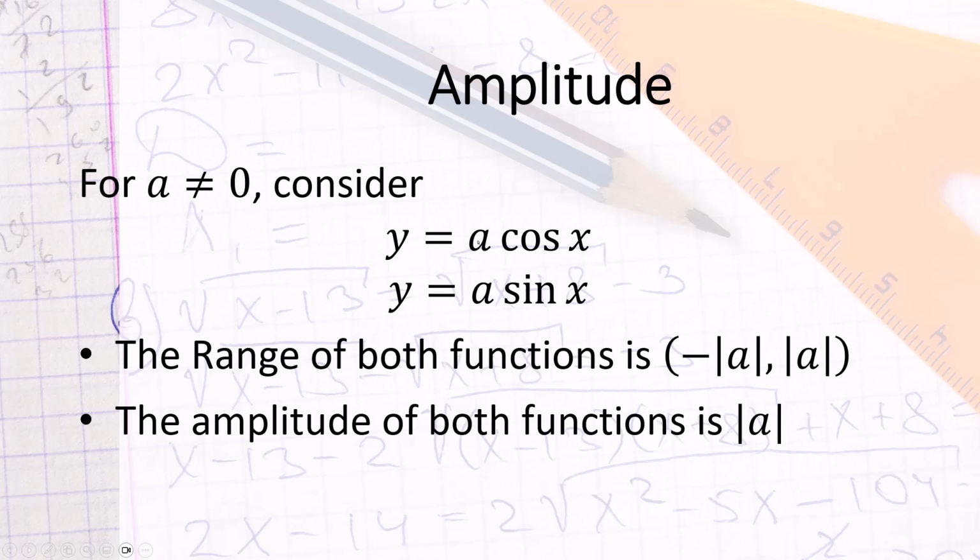Now keep in mind, a can be a positive number or a negative number, just can't be 0, because if it is 0, then we have that y is equal to 0. Well, if that's the case, then the range of the function, instead of being from negative 1 to 1, is going to be from the negative of the absolute value of a to the absolute value of a. And then the amplitude, or what we're going to define as the amplitude for both of those functions, will be the absolute value of a. So keep in mind that the amplitude is always going to be a positive number. In fact, it's going to be that value right there.